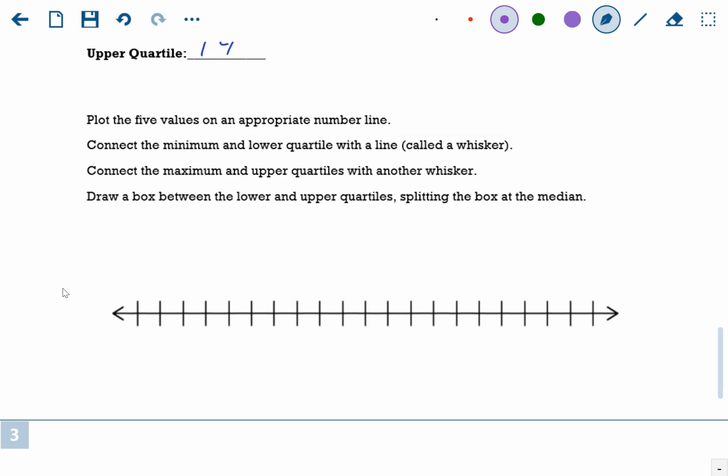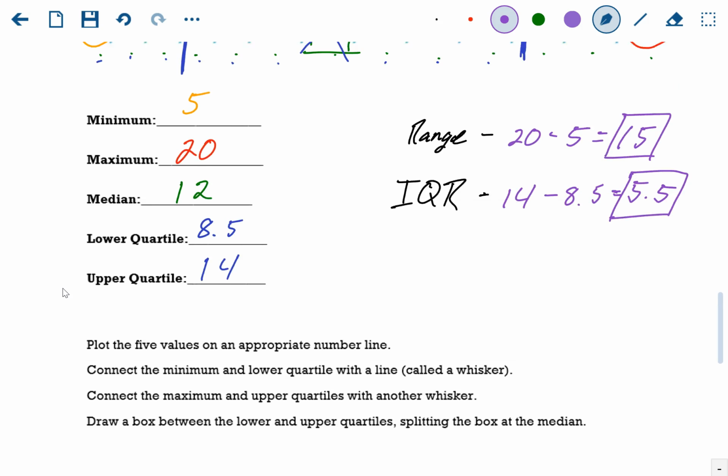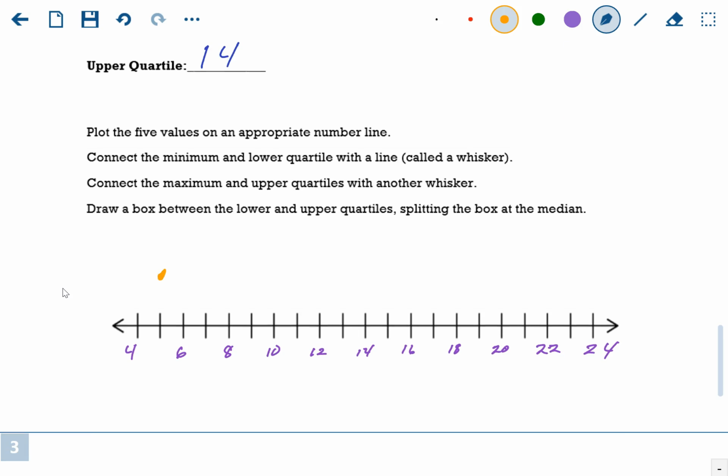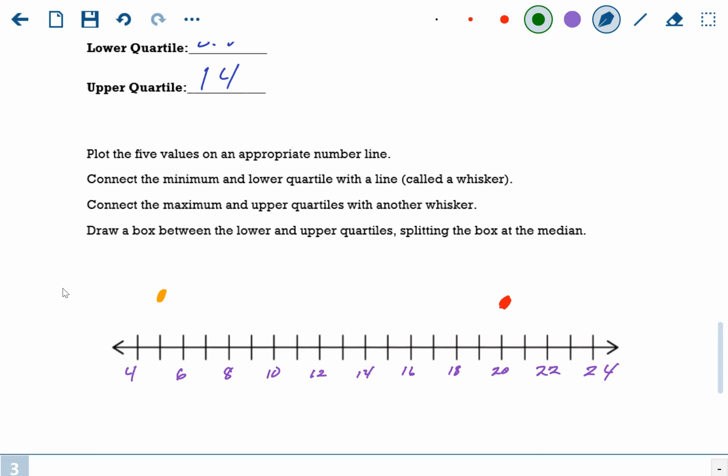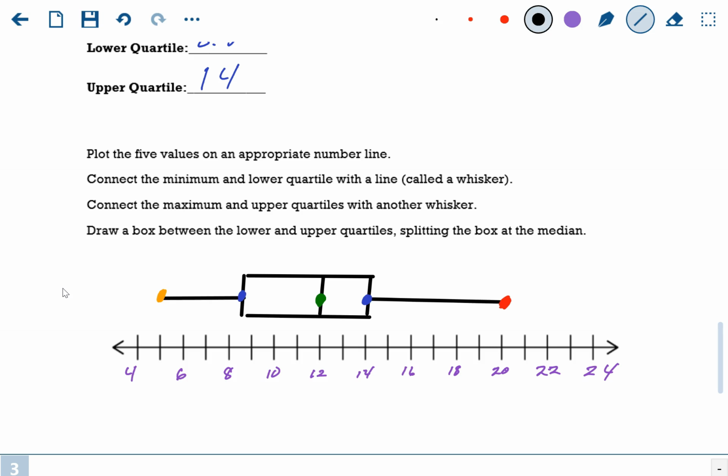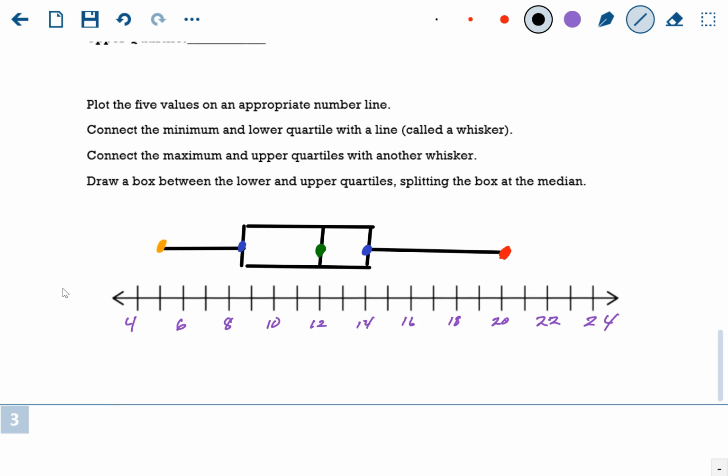All right, and then we'll plot these values. On our number line, I'm going to start with a 4 and go by ones, but I'm only writing them every other one, just to save time. Put a dot at the min. Put a dot at the max. And I'm going to put dots for the median at 12, first quartile 8.5, third quartile 14, and then from here I'll draw my box. And then connect the box to your whiskers, and you have a nice box plot.